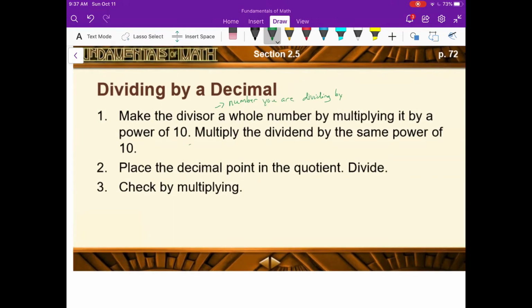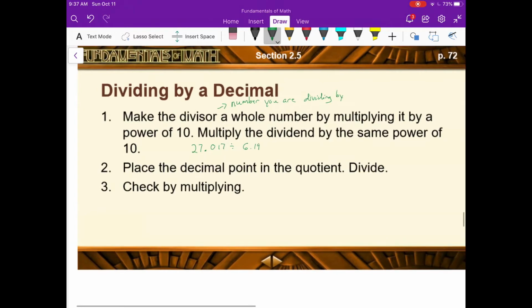So for example, if you had 27 and 17 thousandths divided by 6 and 19 hundredths, it's saying multiply both. So here's what you're dividing by. Multiply that by the power of 10 that we would need to make it a whole number. Well, to make it a whole number, we would need to multiply by something with 2 zeros. We just count the number of decimal places, so we would multiply this by 100, which means we would multiply the 27 and 17 thousandths by 100.